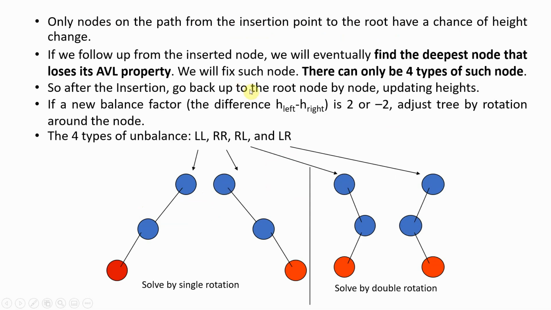Okay, so once you insert a node, let's say you have an AVL tree and you insert a node, you have to check the AVL property of only the nodes on the path from the node that you just inserted upwards towards the root, right? So you go from the node that you just inserted upwards towards the root, and you check the AVL property, or the balance factor, for all those nodes, right?